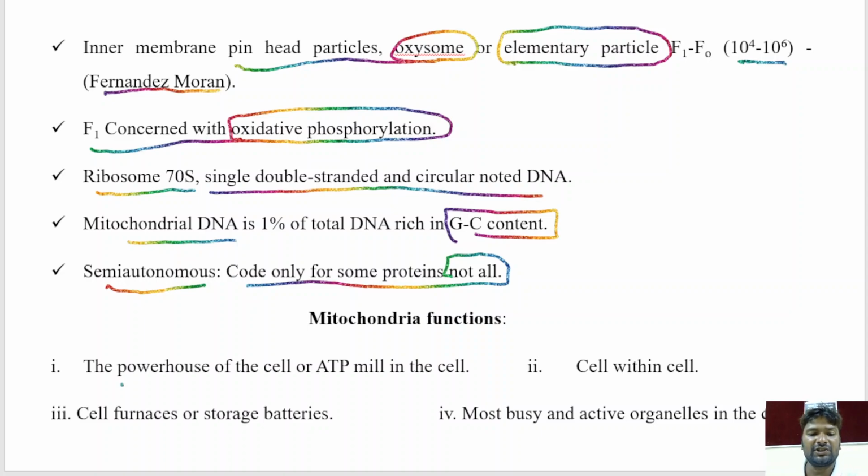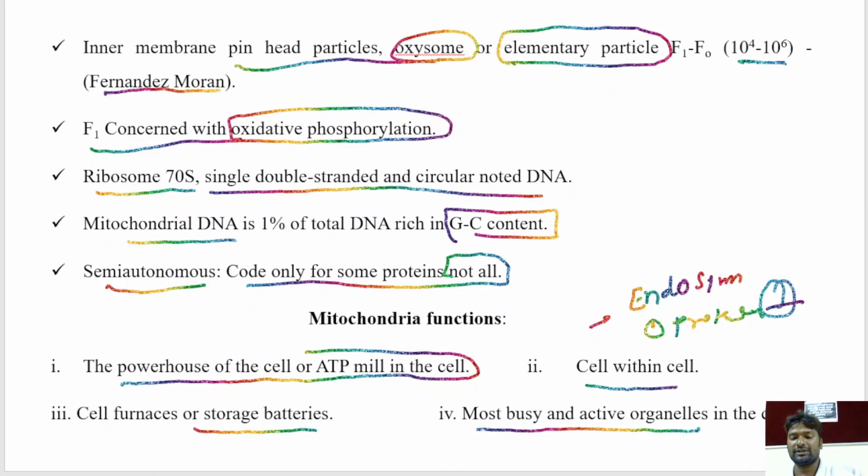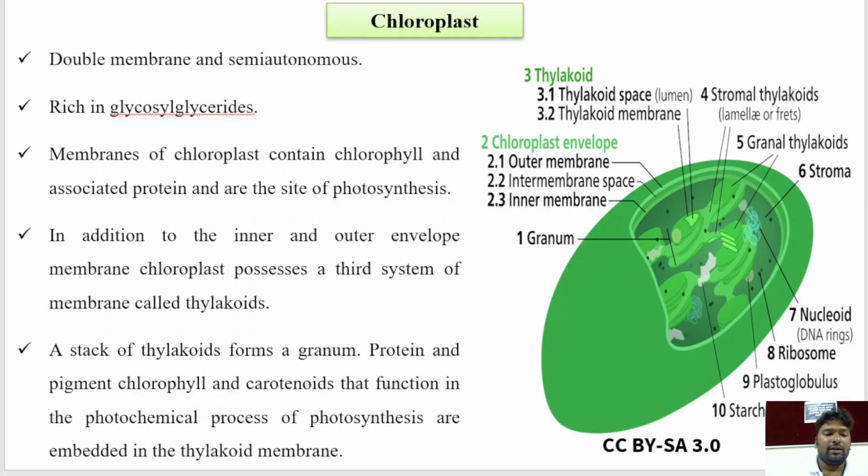As for function, it is also called the powerhouse of the cell or the ATP mill of the cell. It is also called a cell within cells because of the endosymbiotic theory, as the mitochondrion is a prokaryotic cell within the eukaryotic cell. It is also called the cell furnace or storage battery, and it is known as the most busy and active organelle in the cell. So friends, now come to the chloroplasts.